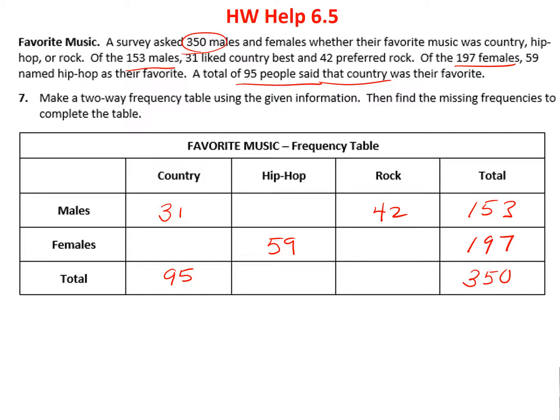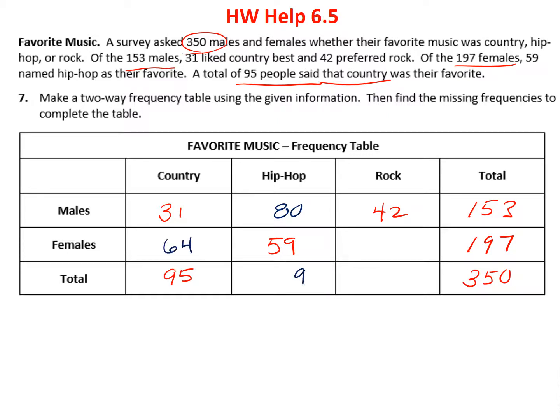So notice I filled in the table with the numbers they've given me, and now I just need to use a little math to figure out what the other numbers are. So if I add up 31 and 42, I get 73, and if I subtract that from 153, I find out that this has to be 80. Notice this row has to add up to 153. Here, 95 minus 31 is going to give me 64.